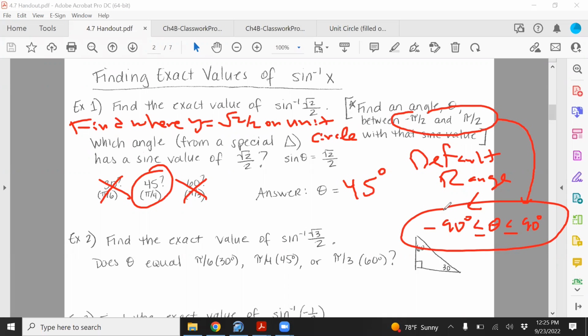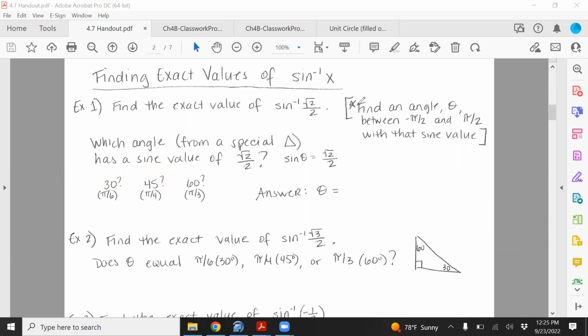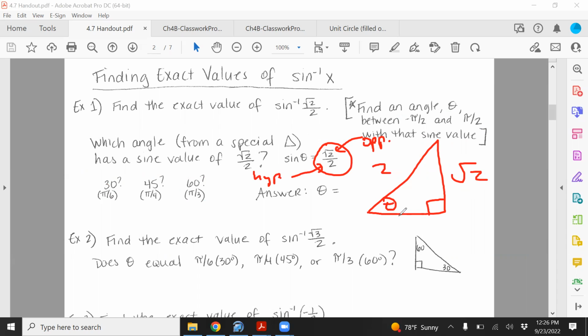Now, if you really wanted to, you could do this. It doesn't always work. This is just a very special case. So that's opposite, that's hypotenuse. Here's theta. Here's √2. Here's 2. Remember, that's a ratio. Sine is opposite over hypotenuse. √2 is your opposite, 2 is your hypotenuse. So if you did Pythagorean theorem, what would you get for this side here?